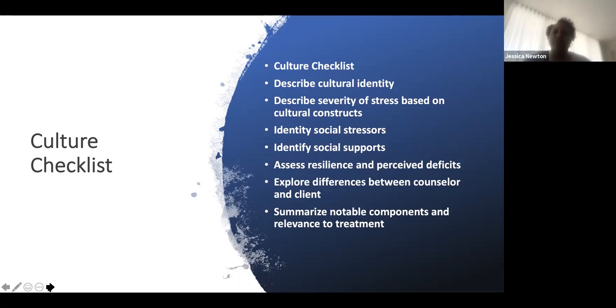We are offered many different inventories, assessments, checklists to ensure that we are covering all bases. The Diagnostic and Statistical Manual, the DSM-5, offers a cultural checklist. And the checklist allows the person in the interview to describe their personal cultural identity.